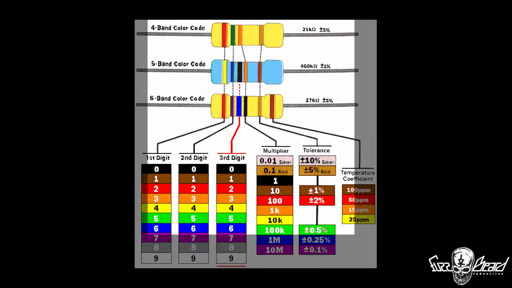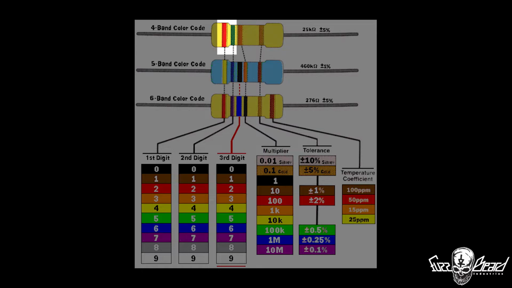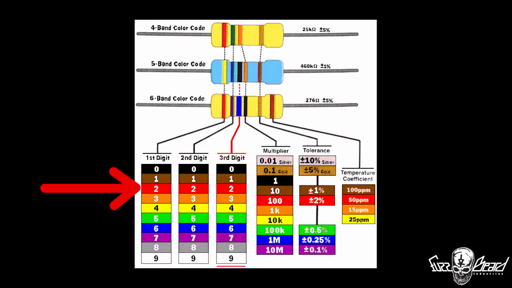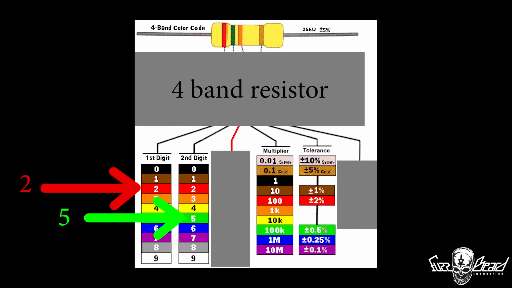The first two digits on a 4-band resistor are used to get a number, which is then multiplied by the third band to get the overall value. For example, red and green would be 2 and 5. Put those together, you've got 25. The third band is the multiplier and shows you essentially how many zeros you're going to be putting after those first two numbers. If we use orange here, that's a multiplier of 3, so 3 zeros, which is 1000 basically. So that gives us a resistance of 25,000 ohms, or 25k.